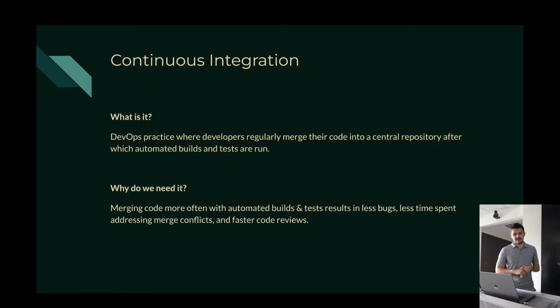So why do we need this? Merging code more often with automated builds and tests results in less bugs and less time spent addressing merge conflicts. It also allows for faster code reviews. If you're going to try and review a piece of code that somebody else wrote, you feel a lot more confident when all the tests are passing, pass all the linting. It allows you to really just focus on what did they implement here, why did they do it this way, versus all of the small nitpicky things that can be automatically tested for.